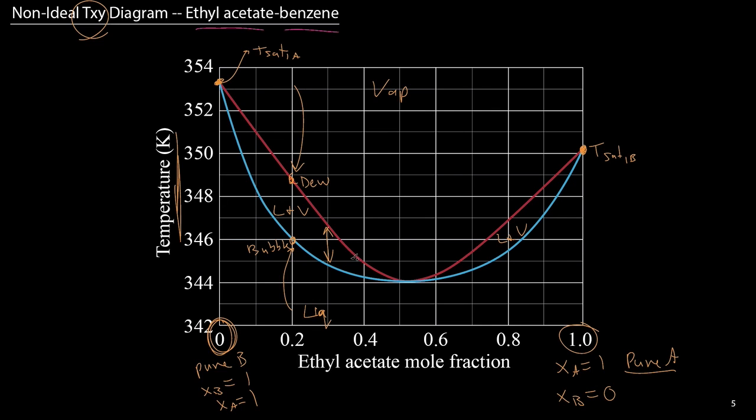But the TXY and the PXY diagrams, although they can be somewhat complex for a non-ideal system, they're useful for material balances because we can simply read off what is the composition of the liquid and what is the composition of the vapor phase to then implement into any sort of a material balance that you may be working with.